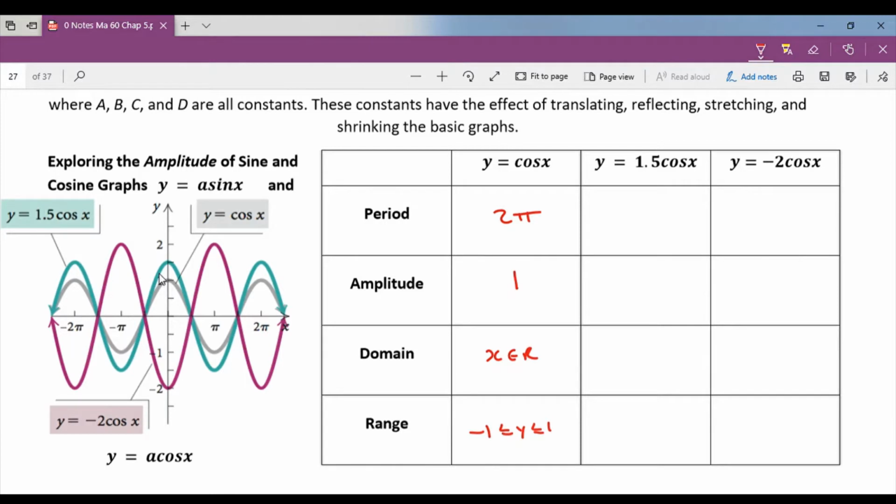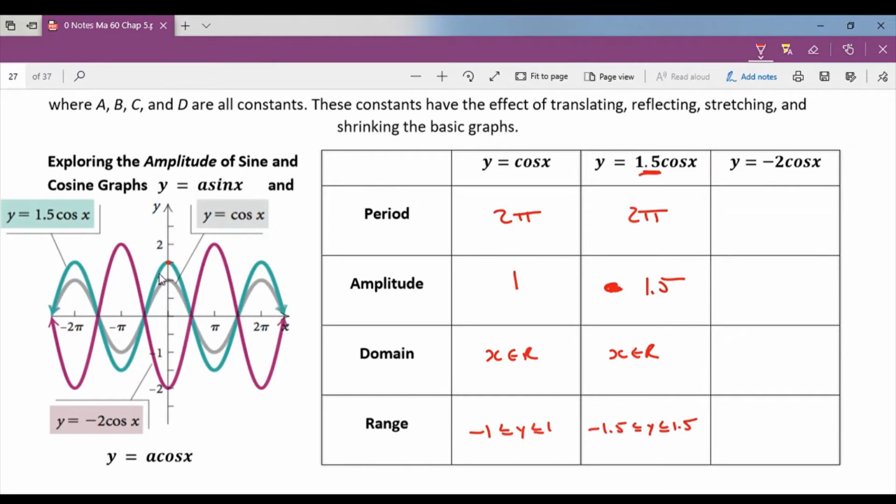If we look at the graph of y equals 1.5 cos x, this is your blue graph here. Instead of starting at 1, it's starting at 1.5 because it's been stretched vertically by a factor of 1.5. So it goes up to 1.5, down to 0, down to -1.5, up to 0, up to 1.5. What's that going to affect? It does not affect your period, but it does affect your amplitude. Your amplitude is 1.5. Your domain is all real numbers, and your range would be -1.5 up to 1.5.